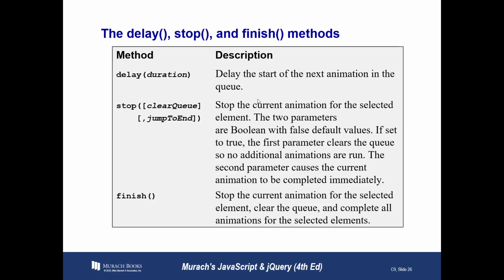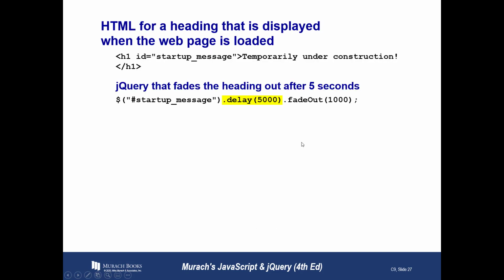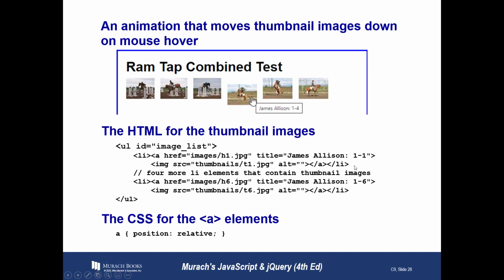Now you'll notice in here, if you take a quick look, it says delay, stop, and finish. Delay the start of the next animation in the queue. So if you've got a bunch of stuff that you're doing, by default, it'll do one thing and it'll go right into the next. But as mentioned, you can delay it. Again, it's your animation. You can do virtually whatever you want to do with it. Stop to stop the current animation. And finish, notice, stop the current animation, clear the queue, and complete all animations for the selected elements. So it's always up to you the way that you want to do this. All right.